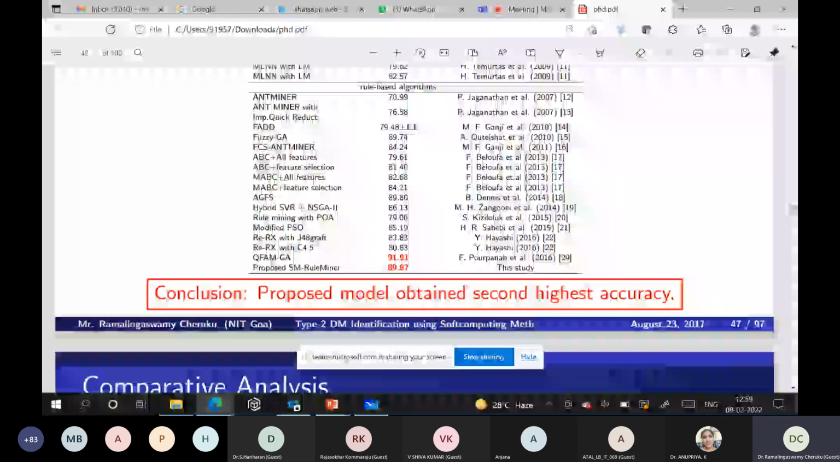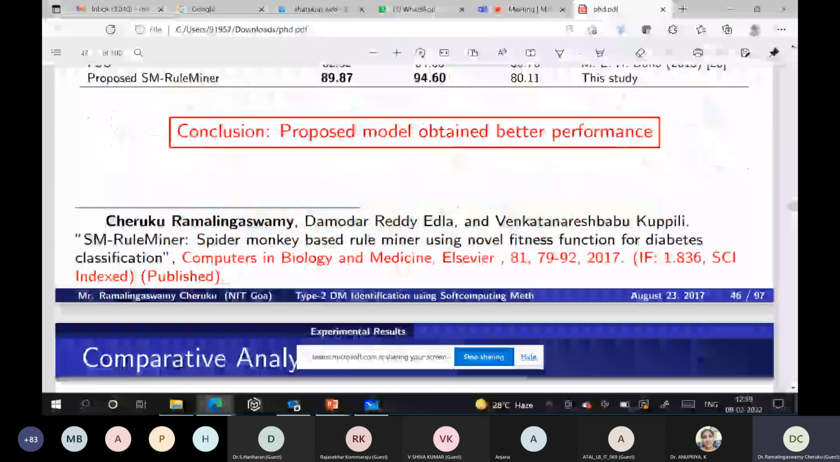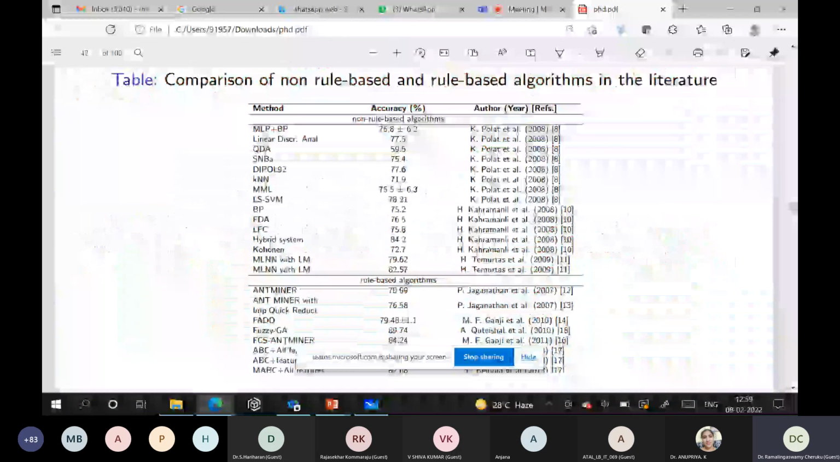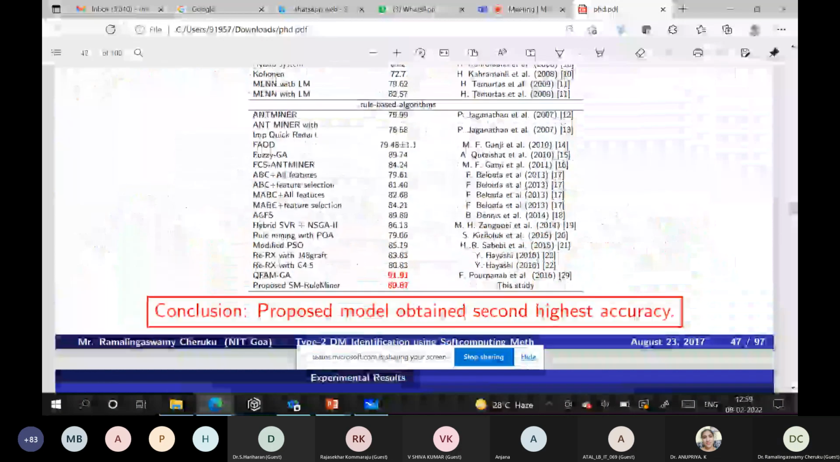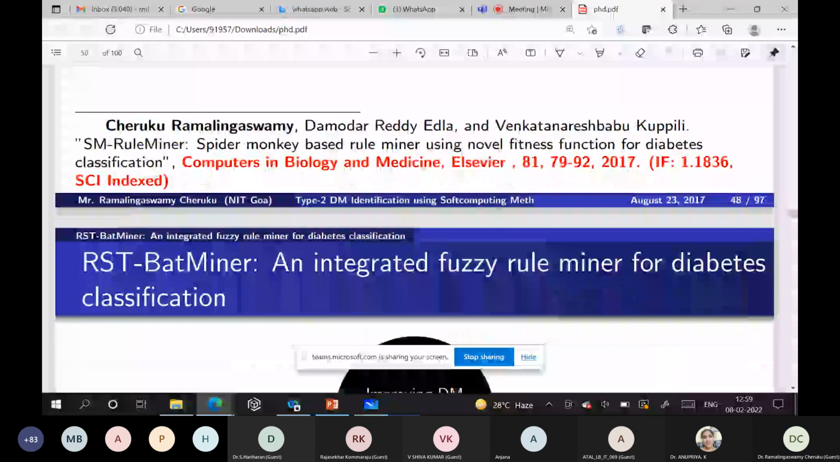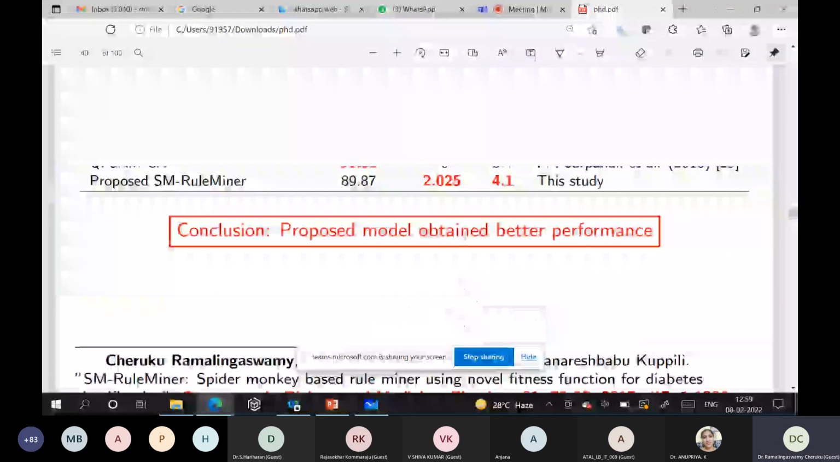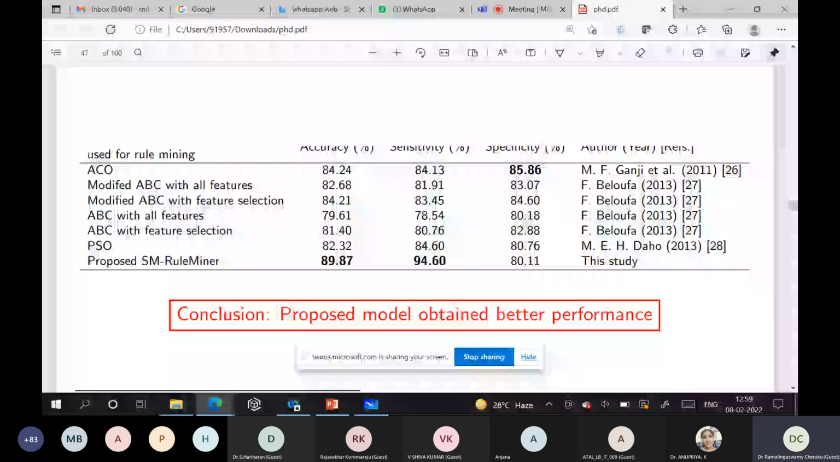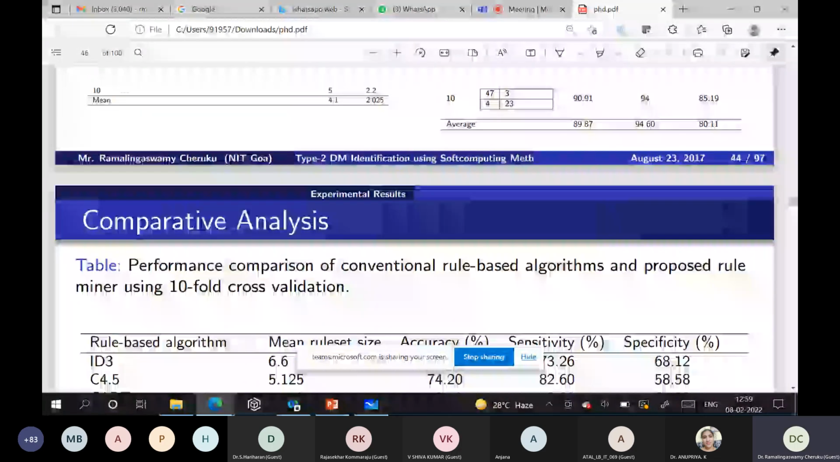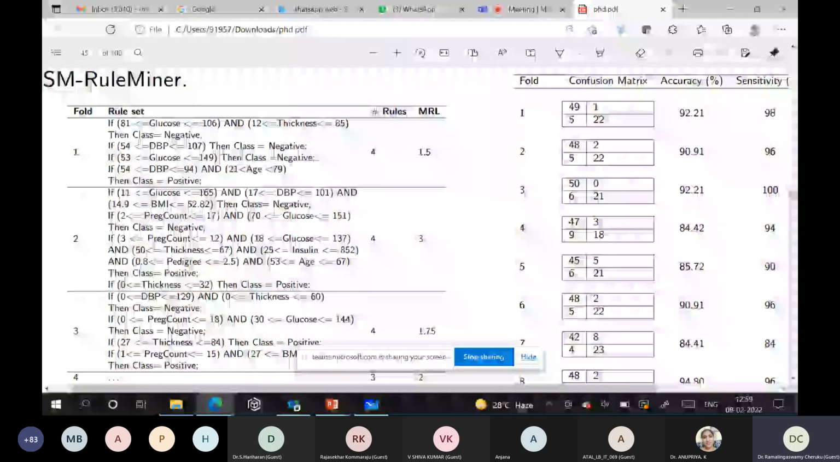This work we published in one of the Elsevier journals, Computers in Biology and Medicine, in the year 2017. Now, if you observe the rules over here, these rules are called crisp rules. For example, the glucose is between 81 to 106, and the thickness is between 12 to 85.